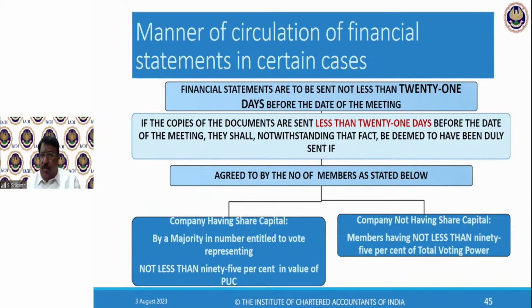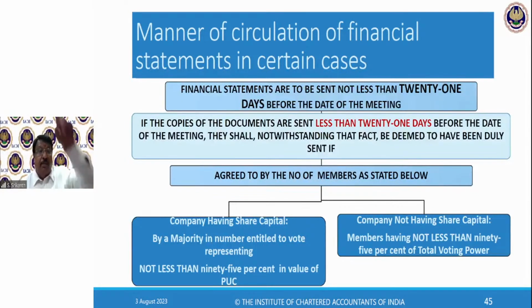Friends, this particular thing is loaded with meaning. Majority in number entitled to vote representing not less than 95% in value of PUC. Remember, when you are having differential voting rights shares, that fellow may be having half a vote, which means for every 2 shares, he'll have 1 vote.